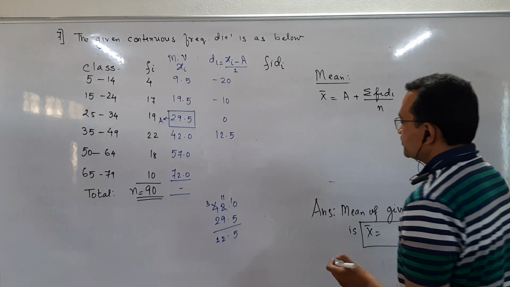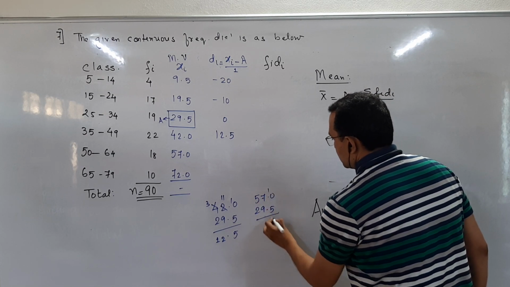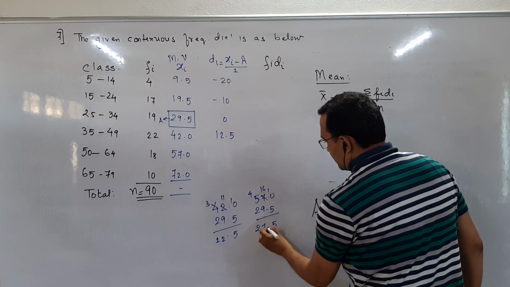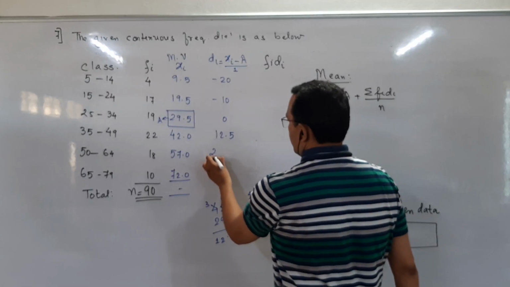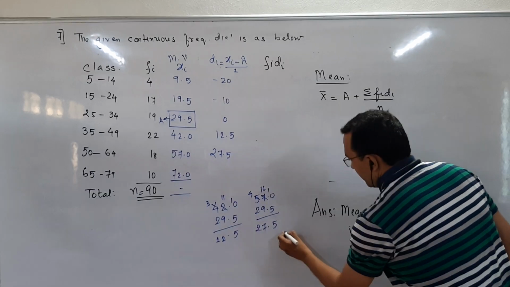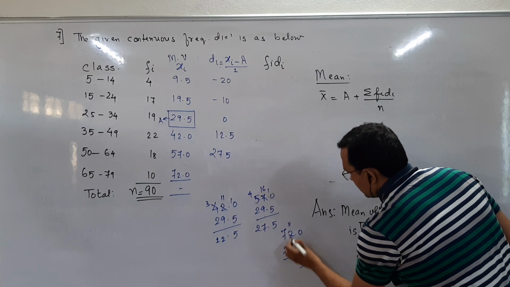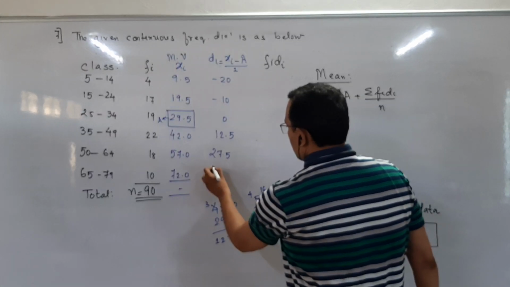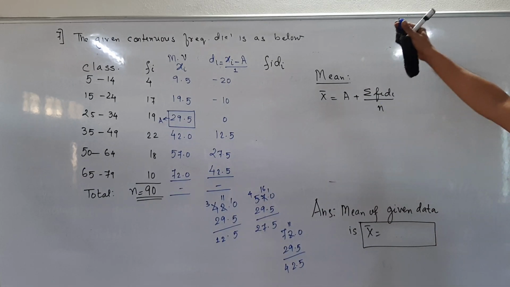Correct. Now, 57 and 29.5, so this is 27.5. If you add, then students, you get the answer as 57. So this answer is 27.5. And finally 72 minus 29.5, so this is 42.5. Now students, I am leaving this much for you.